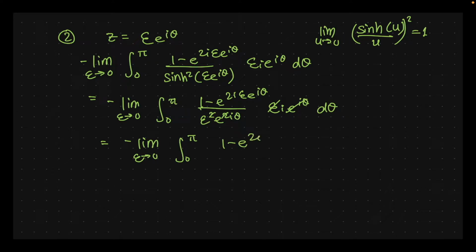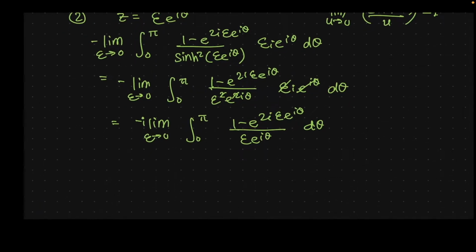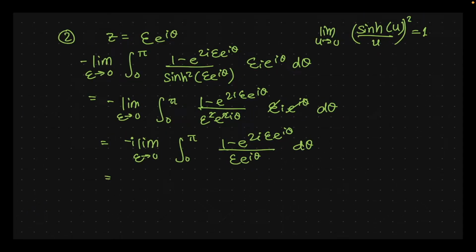We're just left with 1 minus e to the 2i epsilon e to the i theta over epsilon e to the i theta, and this i I think will come outside, d theta. We can take the limit inside for boundedness and continuity reasons, and it turns out we have to do L'Hopital's rule because it's a 0 over 0 situation clearly. So we get minus 2i e to the i theta over e to the i theta, although we still need to integrate from 0 to pi d theta.